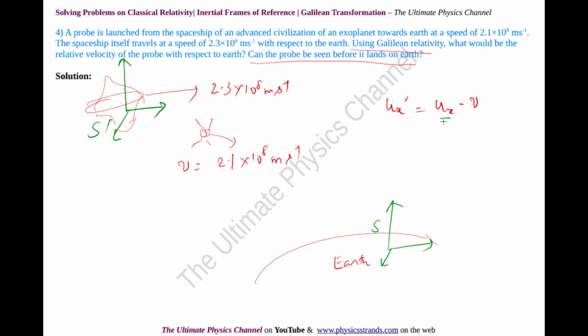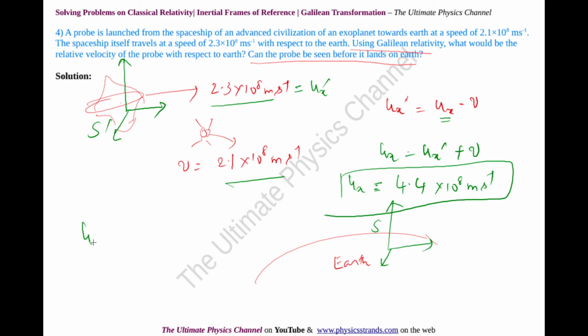Then we need the velocity of the probe with respect to the Earth. So ux is equal to ux prime plus v, just a sum of these two velocities, because ux prime is the velocity of the probe with respect to the spaceship. Therefore, ux is 4.4 × 10^8 meters per second. If you apply the Galilean expressions, this turns out to be greater than the velocity of light, which is 3 × 10^8 meters per second.